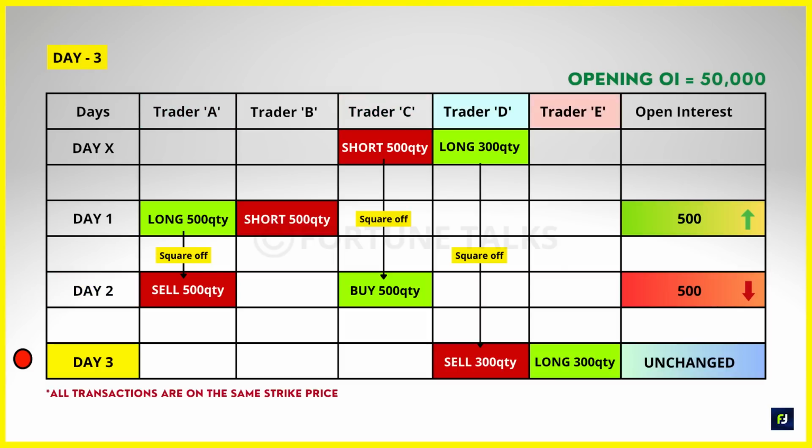Now, on the third day, the open interest remains at 50,000 contracts. And during the day, trader D, who is an existing long position holder, decides to sell 300 contracts. And a new trader E buys these 300 contracts to open a new long position. Now, at the end of the day, open interest remains unchanged at 50,000 contracts because one trader closed their existing position while another trader opened a new one. I hope you get the idea now.